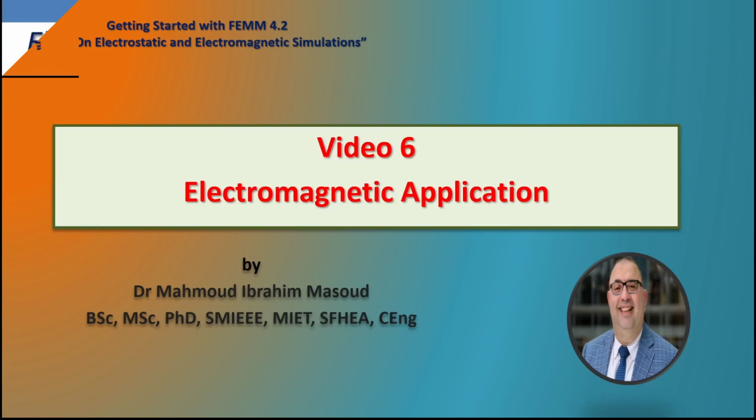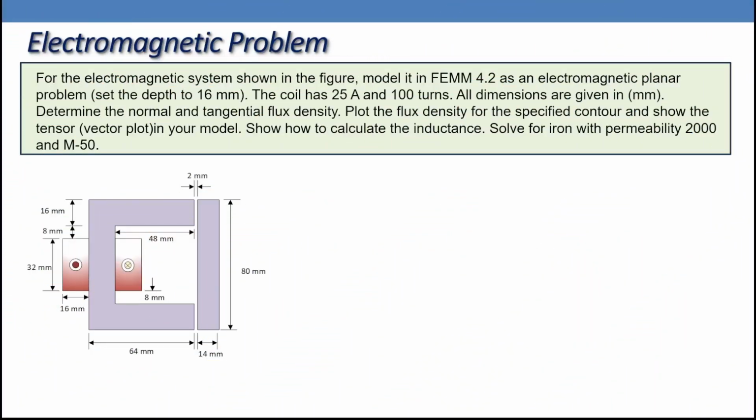Let's start. For the magnetic circuit or electromagnetic system shown in the figure below, we need to model this system using FEMM 4.2 as an electromagnetic planar problem. We're going to choose the depth 16 mm. The coil has 25 ampere and 100 turns, and all dimensions are given in millimeter. So what we need to determine are the normal and tangential flux density components. We need to plot the flux density for the specified contour.